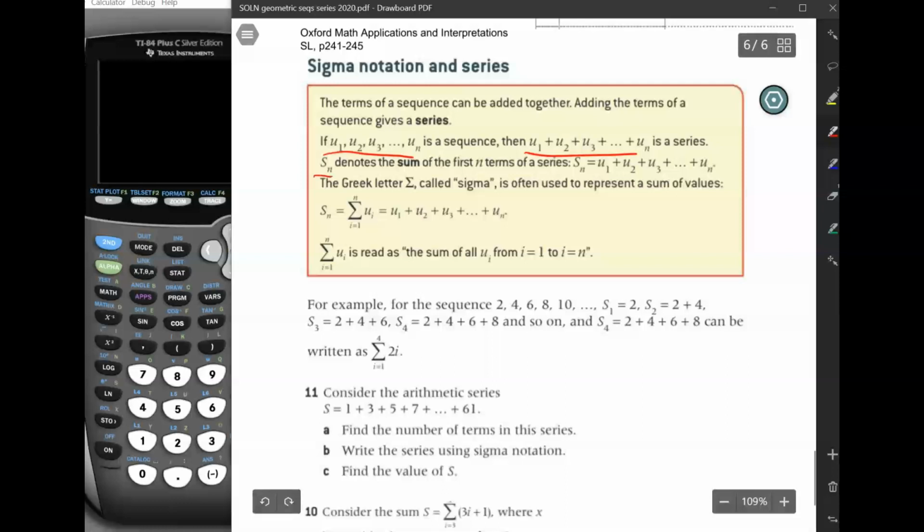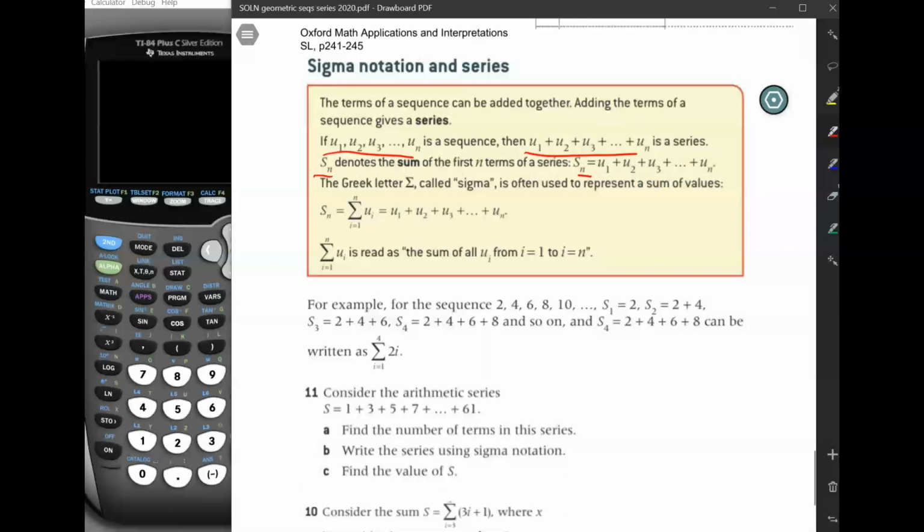Okay? When you have S subscript n, the n is the number of terms that you're adding together. N is the general way of saying that, but usually you might have 100 terms, 20 terms, however many terms you're going to add together. You could actually put a number there. It doesn't have to be n. N is just the general case. So if you are going to do S subscript n, that corresponds to adding up all the terms from the first term to the nth term.